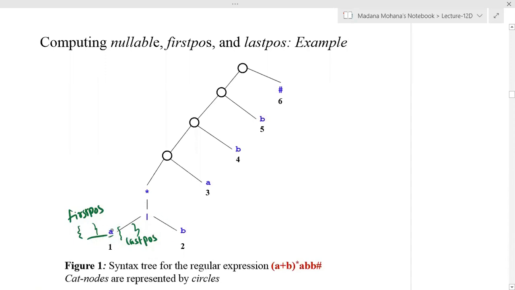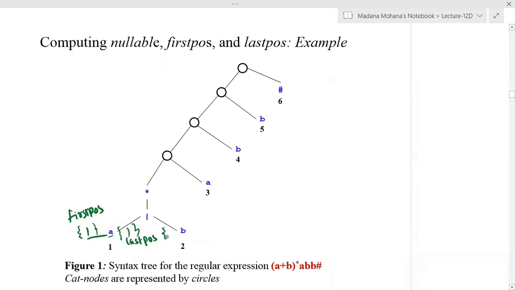Now this is the single node. And one more thing, for leaf nodes, the first position and the last position are the default position itself. So therefore, this is a single leaf node, so it doesn't have any children. So the first position is 1 itself, and the last position is also 1 itself.